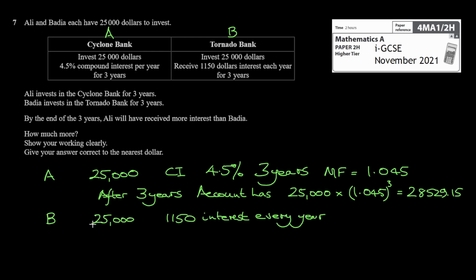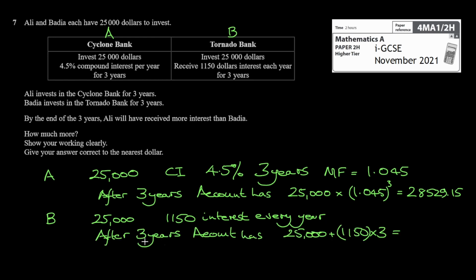Here are the facts for B. $25,000 is invested, that remains, and B receives $1,150 in interest every year. After 3 years, the account has the 25,000 plus 3 lots of 1,150 as interest, and that turns out to be $28,450. Okay, so yes, indeed, Ali does earn more interest.